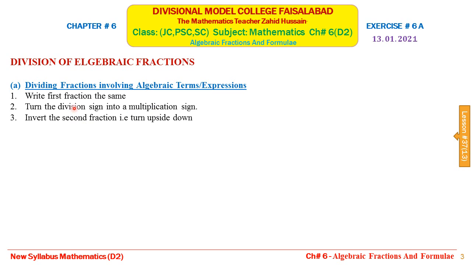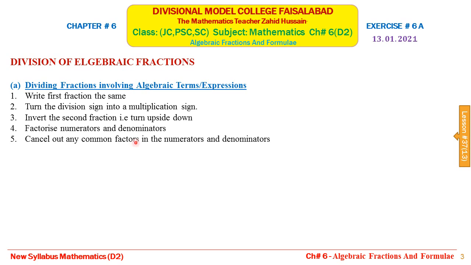Then after turning the division sign into a multiplication sign, we will invert the second fraction, which is after the division sign. That is, we will take the reciprocal of the fraction after the division sign, and then we will apply all the steps involved in multiplication of fractions. That is, we will factorize the numerators and denominators. Then we will cancel out any common factors in the numerators and denominators, and we will multiply the remaining numerators together and denominators together to get the final answer.